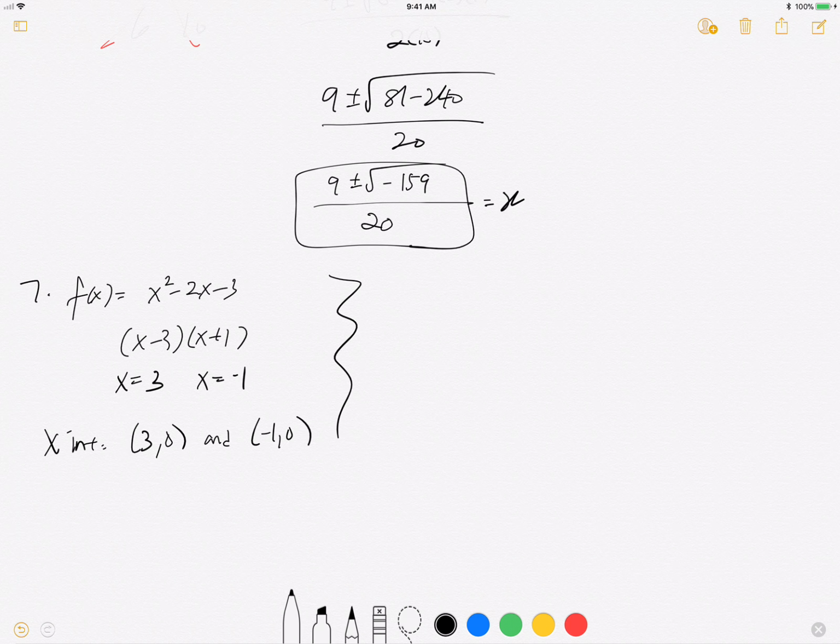And afterwards, what I can do is I can take a look at this equation and go, look at that, that's my y-intercept. The y-intercept is automatically given to me at (0, negative 3).